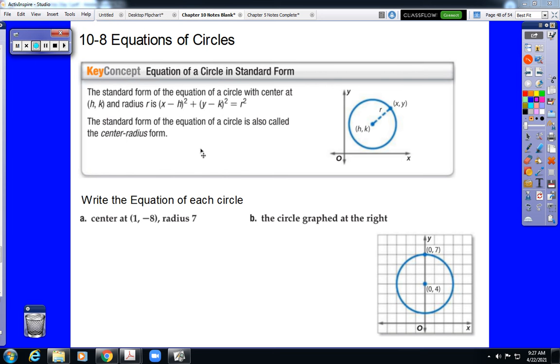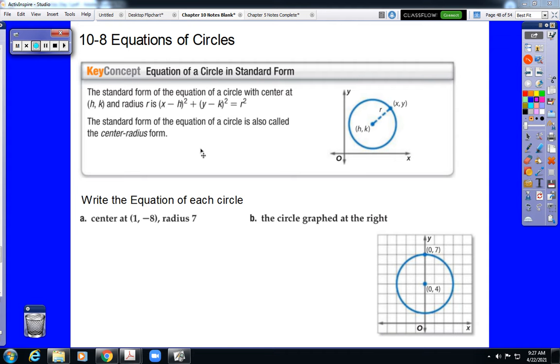All right, ladies and gentlemen, welcome to the video notes for Chapter 10, Section 8, Equations of Circles. We have spent the entire chapter discussing various relationships that exist in circles between line segments, angles, and arcs with various names: chords, diameters, radii, minor arc, major arc, semicircle, circumference.